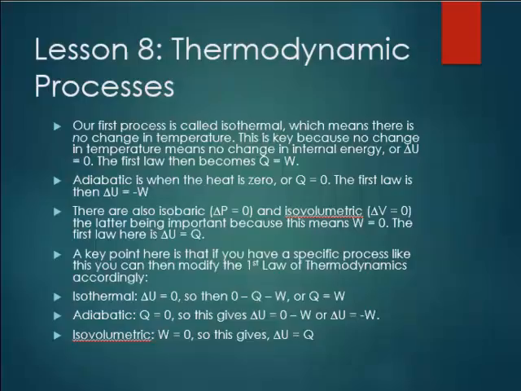Again, the key point here is that when you have specific processes like this, you can modify the first law accordingly. Again, kind of recapping, isothermal: delta U equals 0, so this gives Q equals W. In adiabatic, Q equals 0, so the change in internal energy is equal to negative W. And last but not least, in isovolumetric, with W equals 0, delta U equals Q.